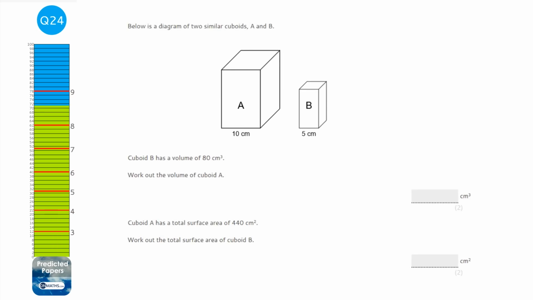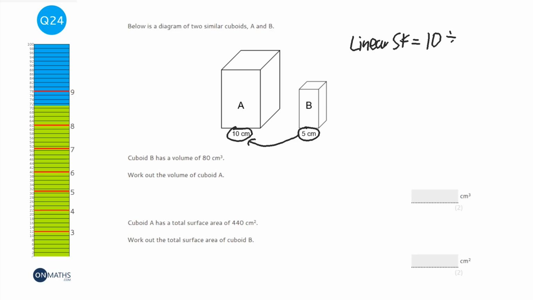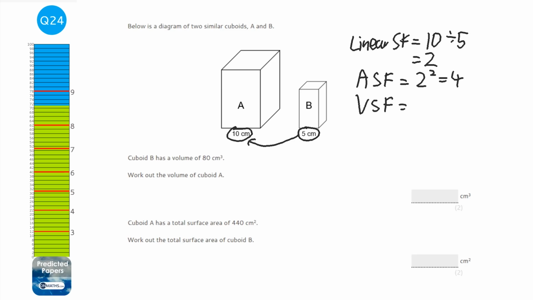Okay, so for this question, this is all about linear, area and volume scale factor. So with this question, from B to A, we can work out the linear scale factor. So what do I times 5 by to get to 10? So the linear scale factor is going to be big divided by small, which is 2. Now the area scale factor is always the square of the linear scale factor. So we square it and it's going to be 4. The volume scale factor is always the cube of the linear scale factor. So we cube the linear scale factor and it's 8.